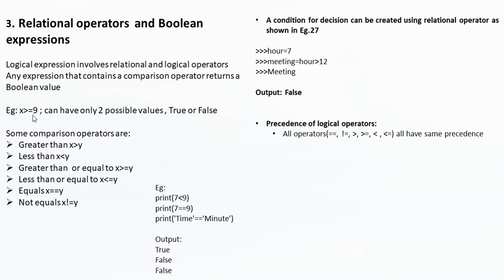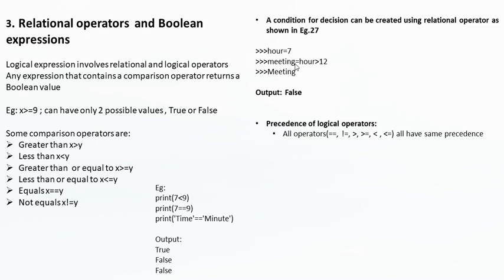Example, see this statement, x greater than or equal to 9. It can have only two possibilities: either it can be true or it can be false. Some of the comparison operators are x greater than y, x less than y, x greater than or equal to, x less than or equal to, equals, where we are checking for equal conditions, and not equals. Not equals is an exclamation mark followed by equal to. So a condition for a decision can be created using the relational operators as follows.